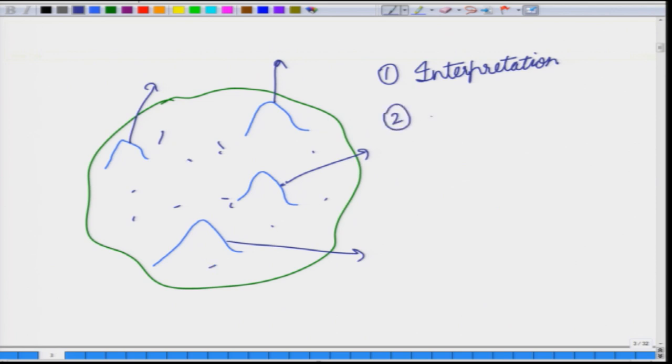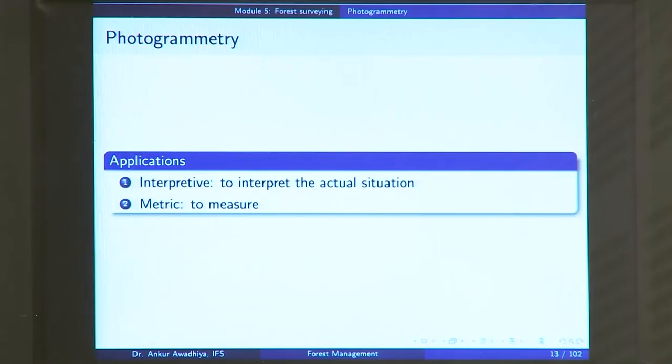So this is an interpretation that you are doing. The second thing is that you can do measurements. So in the case of this hill, what is the height of this hill, what is the location of this hill. If you measure these, then we say that we are using photogrammetry for a metric cause. So there are two applications. One is interpretive, to interpret the actual situation, and two is metric, that is to measure different things.